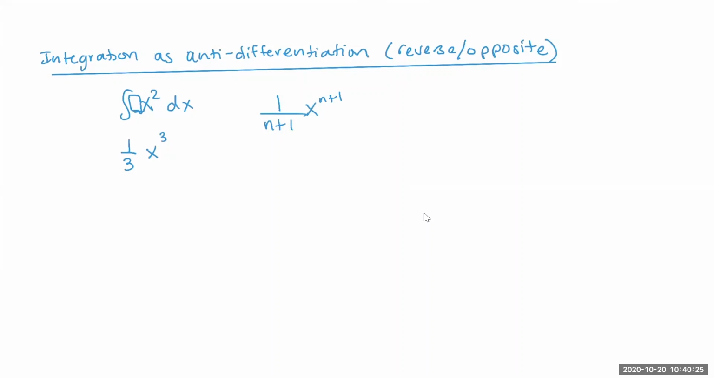Okay, here is another question. What happens if I add 2 to that? When you take the derivative of 1/3 x cubed plus 2, do you still get back to x squared?